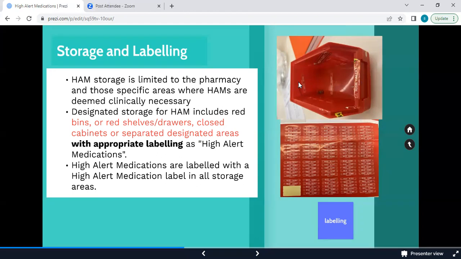The labeling can be on the container itself, on the vial itself, or the strip itself. It has to be on the package. The area at which it is being stored also has to be labeled as high alert medication.